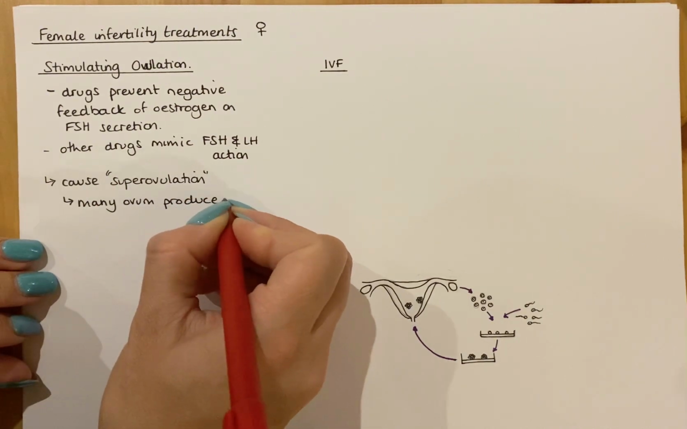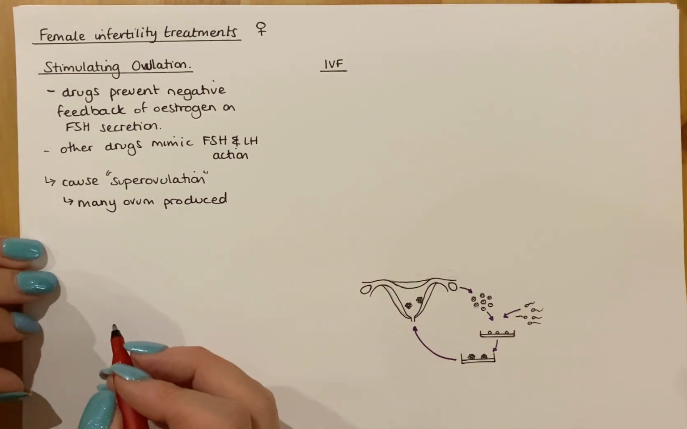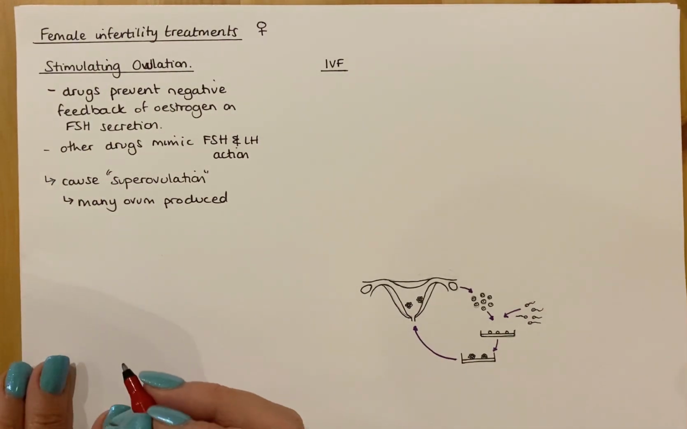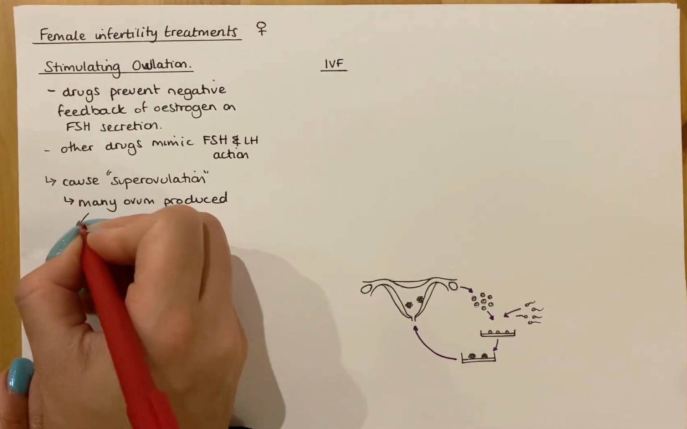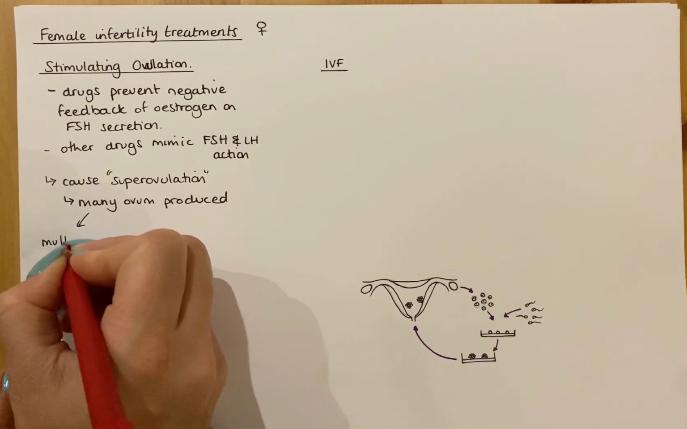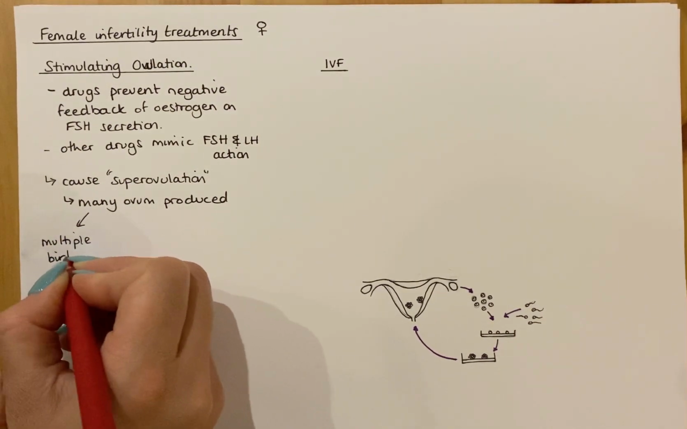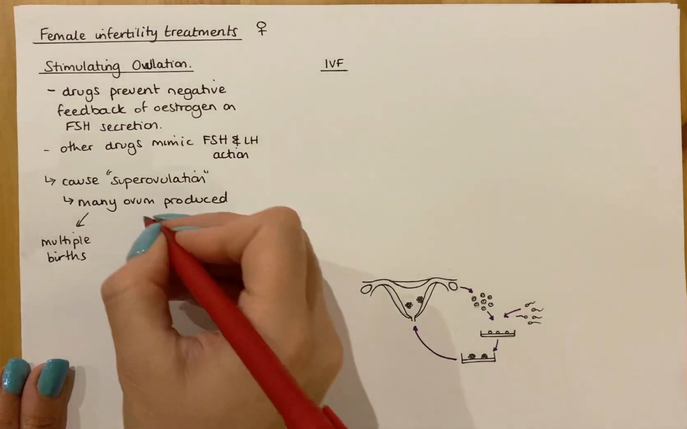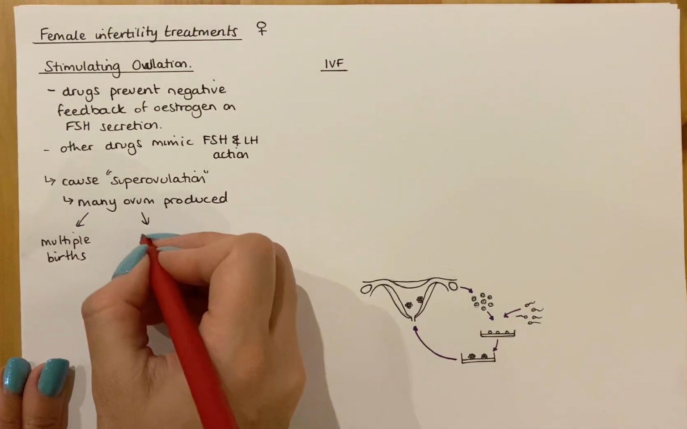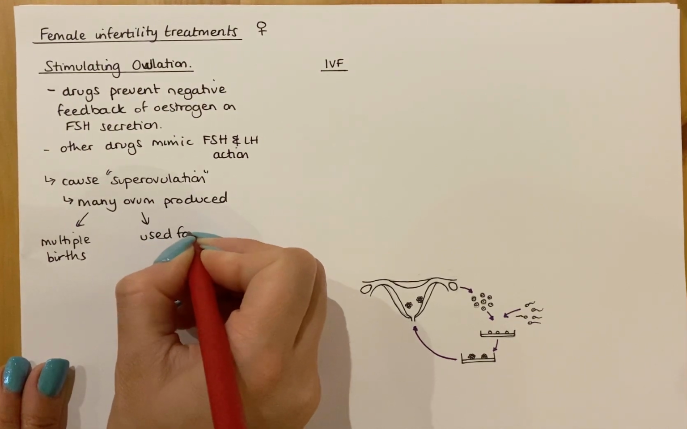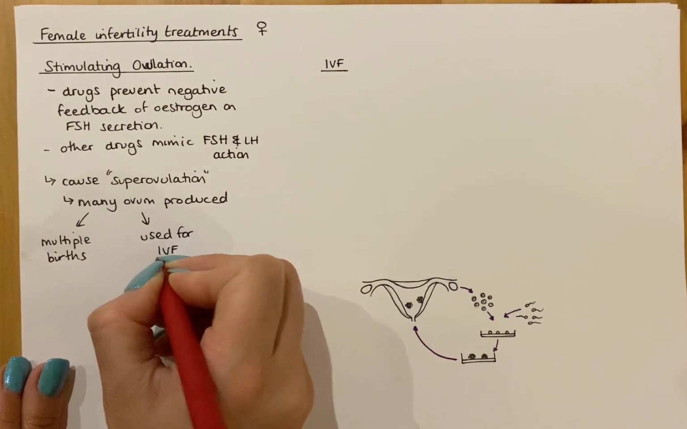Now, there's an issue with this in the fact that if you get many ovum, it's very painful and it can cause the ovaries to swell massively, and it can cause multiple births. So women that were trying to have one child end up having multiple potentially. But also those ovum that are produced could be used for IVF. So it can be useful.